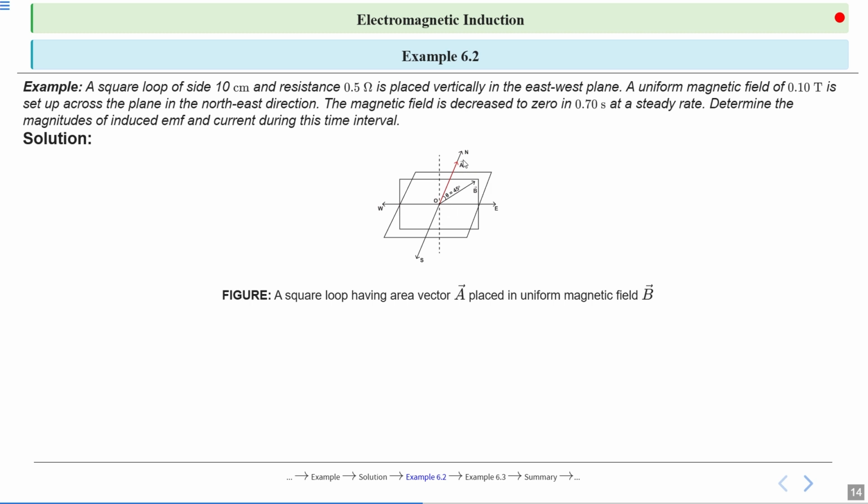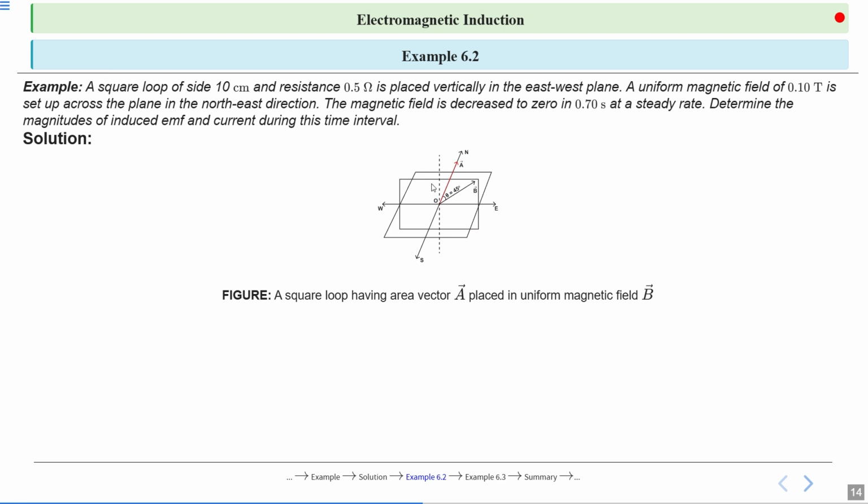This red color is the area vector A of this loop. This is a 3D diagram, and we are representing it in 2D, that's why some slanted orientation is there. So the north direction is vertical here, and the area vector of the loop is in the north direction.